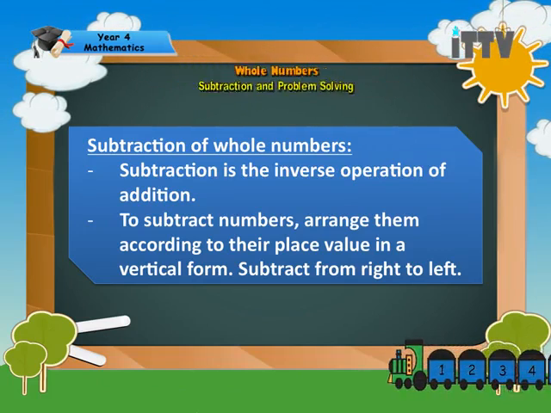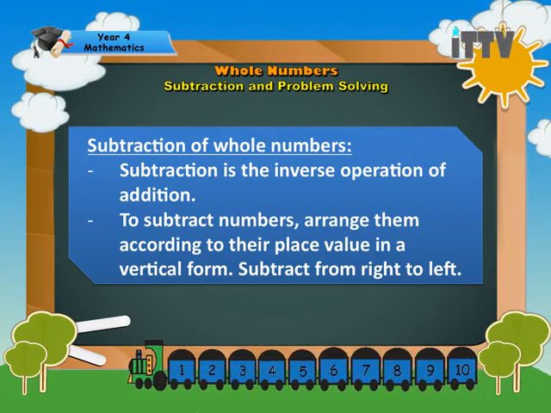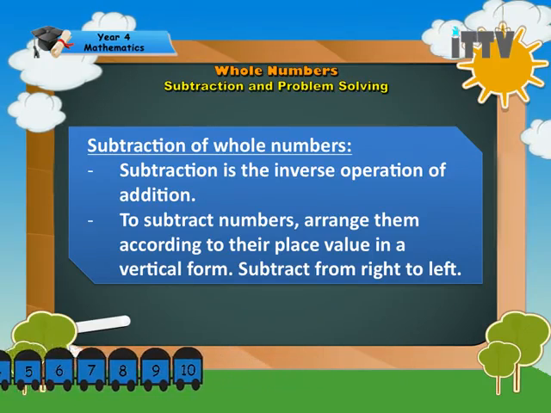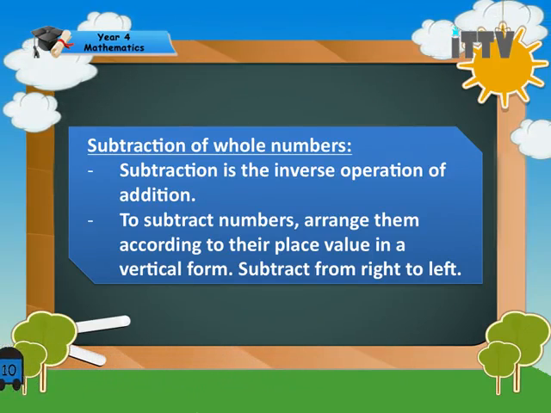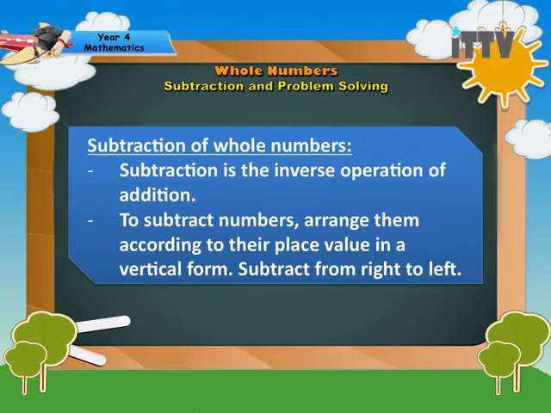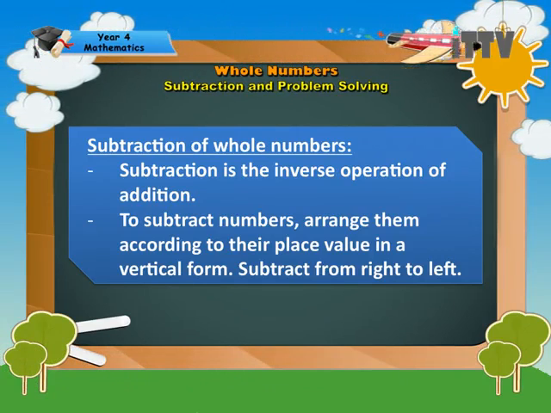When we put the numbers in vertical form, we must always remember to check that the digits are placed according to the right place value. And after that, we can start subtracting, starting from the right to the left. You should be able to get the answer by then.